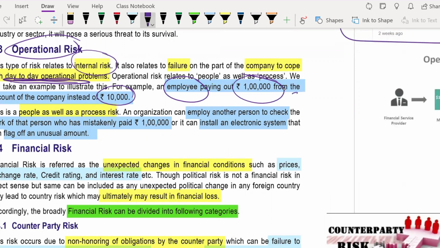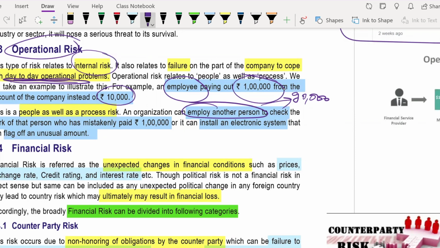Here you are losing 90,000 of your money, and this can happen multiple times in your organization, not just one time. So what you can do instead is employ one person who keeps a check on what the other person is doing. This is known as segregation of duties. Correct.